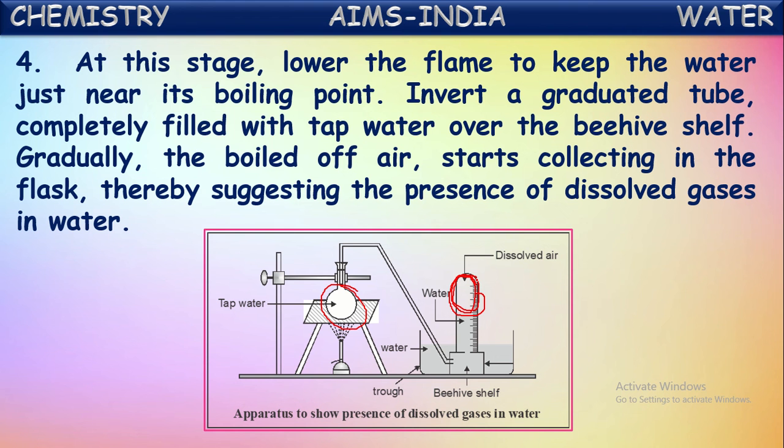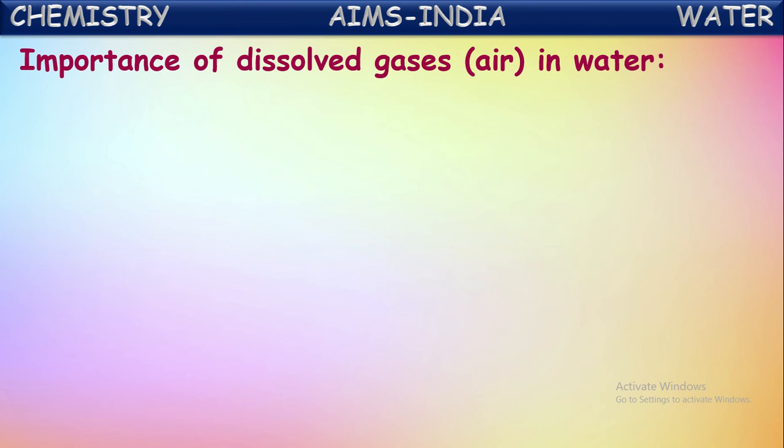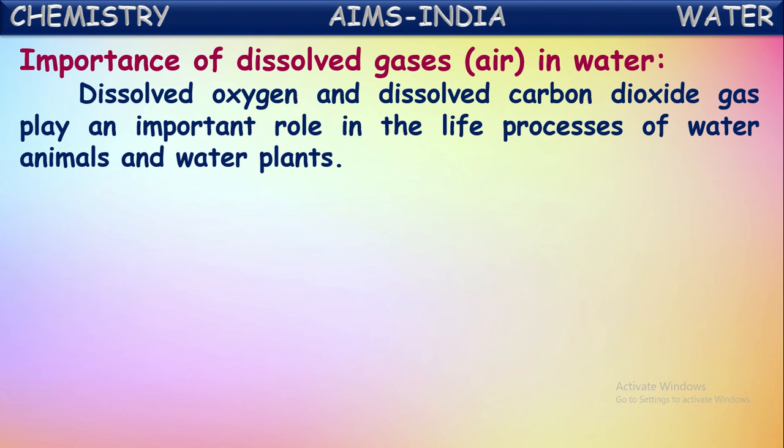Okay, water contains dissolved salts as well as dissolved gases. Now let us see what is the importance of these dissolved gases. Are these useful? Let us see. Dissolved oxygen and dissolved carbon dioxide gas play an important role in the life processes of water animals and plants. These animals and plants which live under the water are called aquatic animals and aquatic plants. Aquatic means water living plants and water living animals.